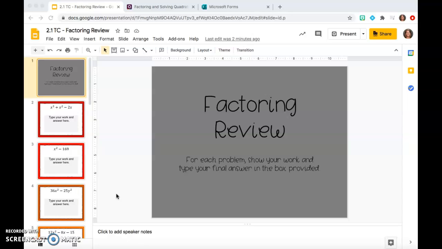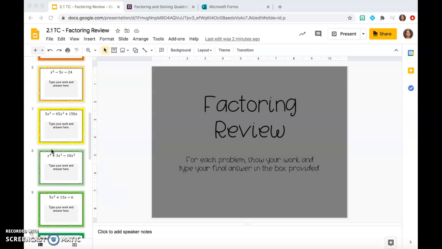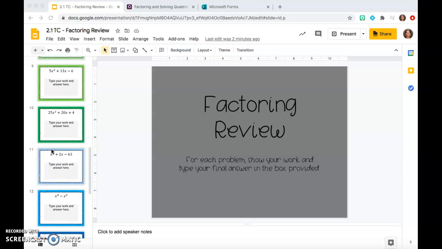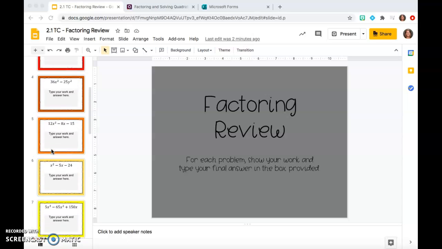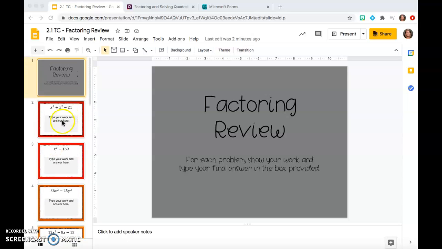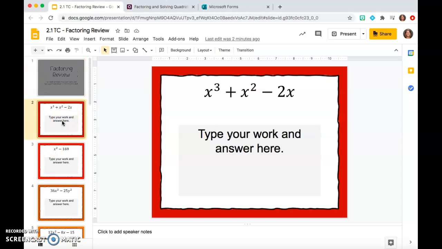So, what I asked them to do was either work individually or with a partner. They're able to navigate freely throughout this task card activity, so they can do whichever ones they want to first. But they work out the factoring problems either by typing in their answers here, or they're able to show their work on scratch paper, and then they can upload a photo to the slide.